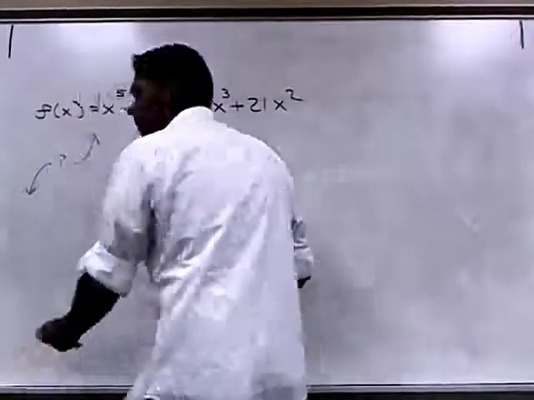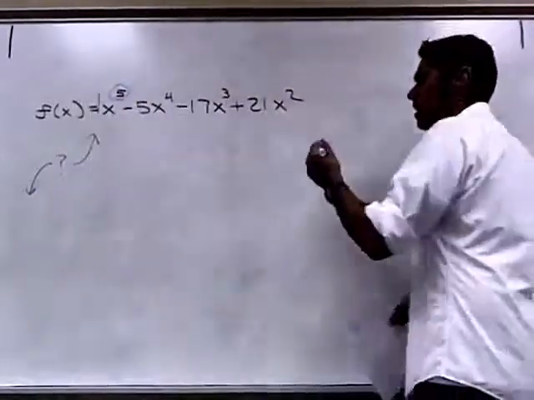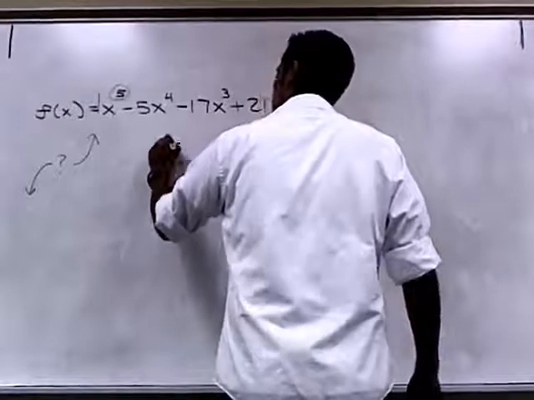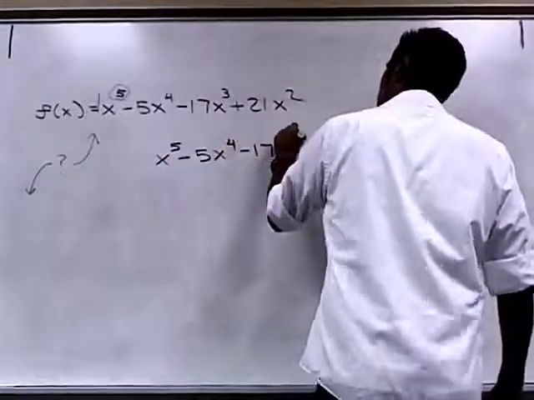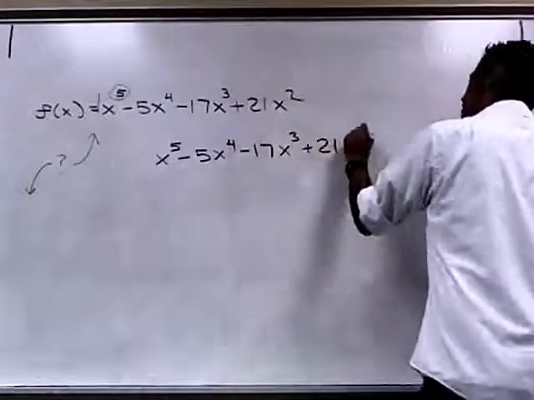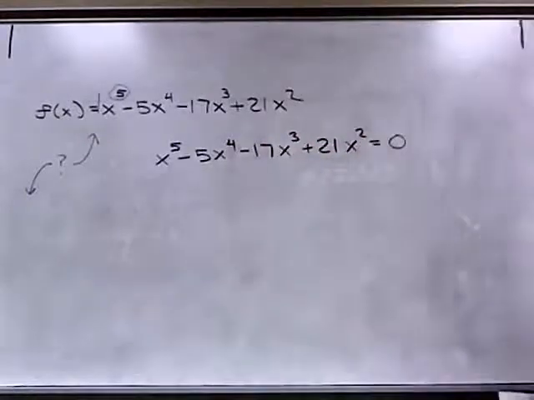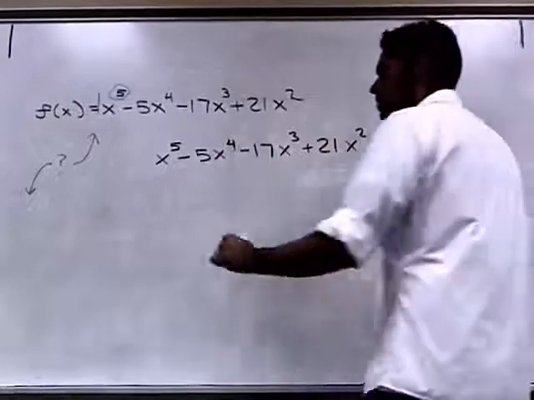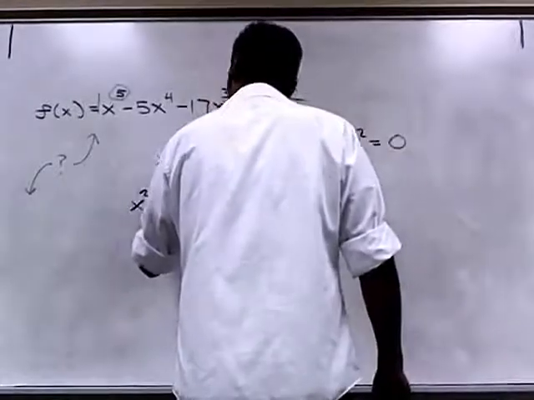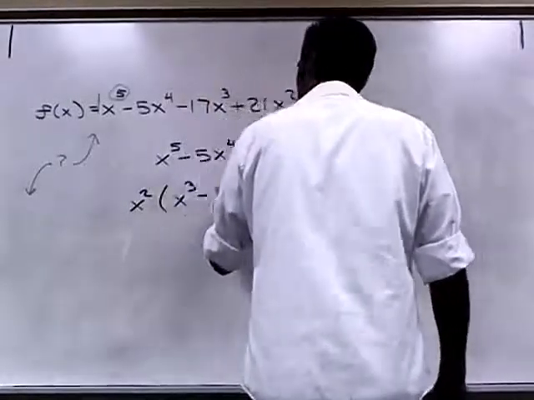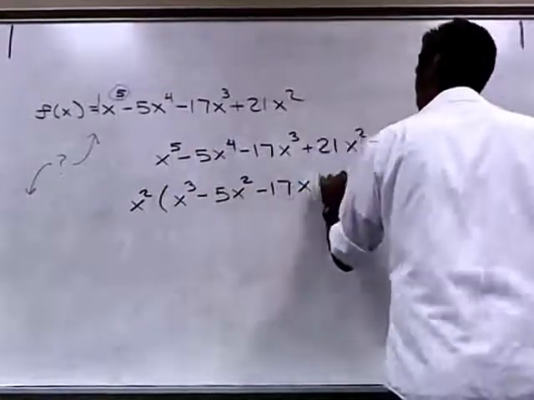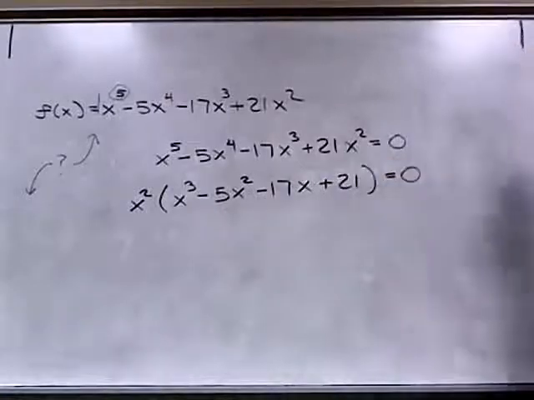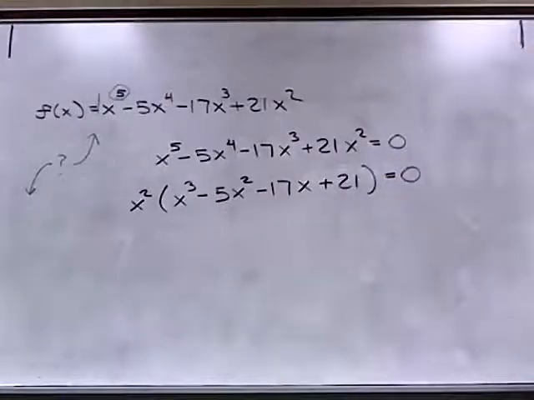Then we try and find the x-intercepts. To do that, we set the function equal to 0. And the first thing you always do is GCF. Do I have a GCF here? X squared. Don't forget about that x squared. That x squared is actually going to be a place where your graph is going to bounce. Why is it going to bounce? Because it's squared. Good.